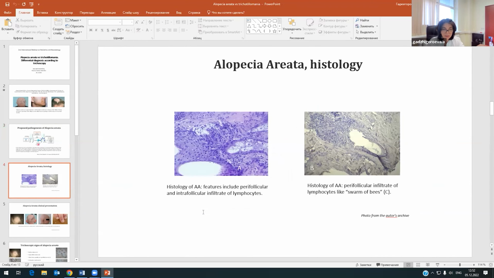Here you can see the histological feature in alopecia areata. We can see a perifollicular infiltrate of lymphocytes, like a swarm of bees.